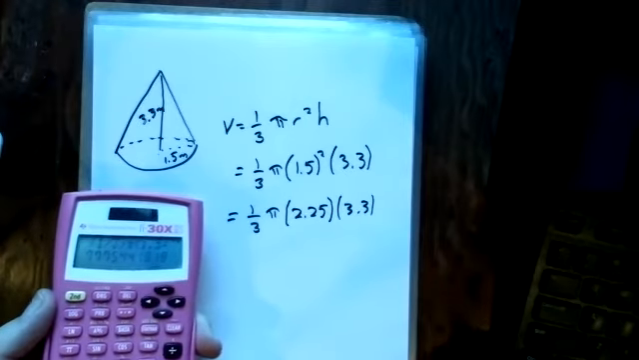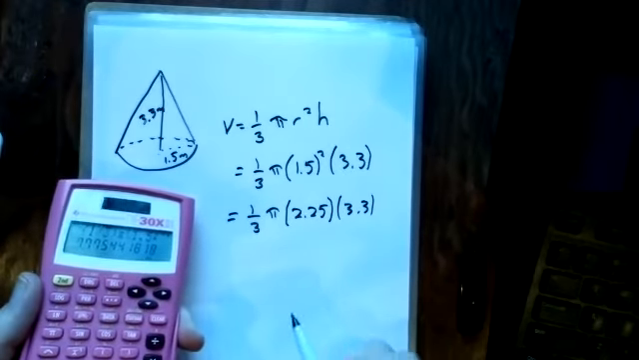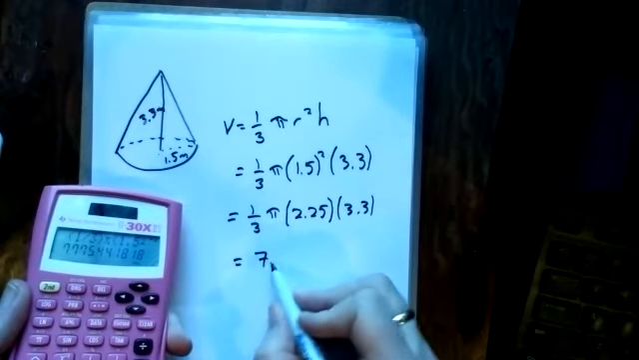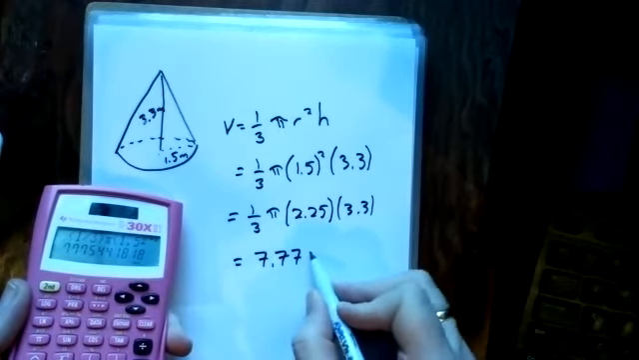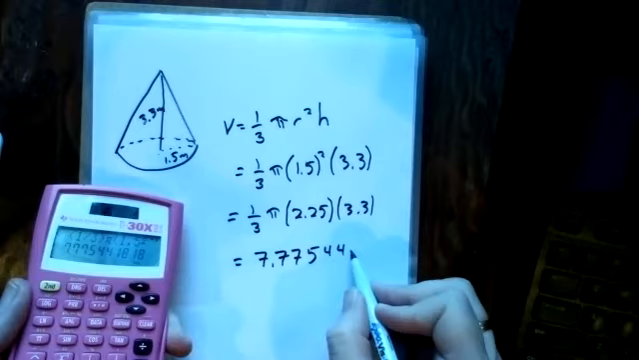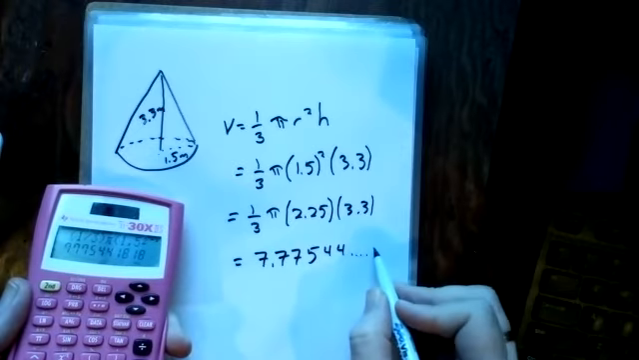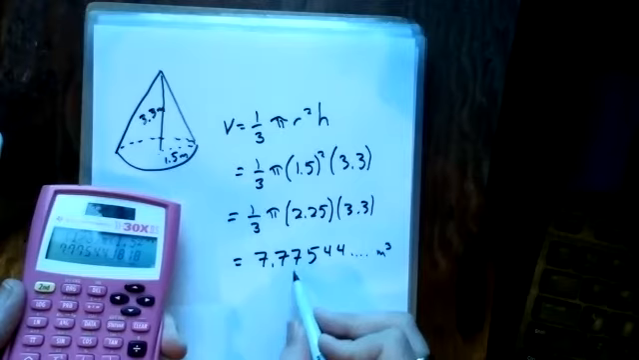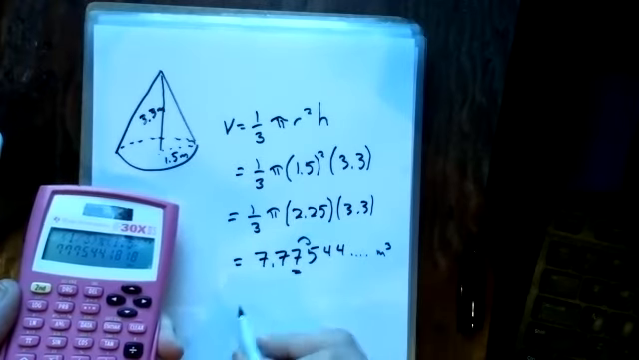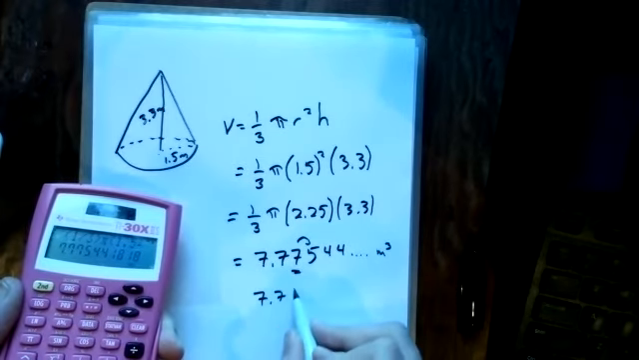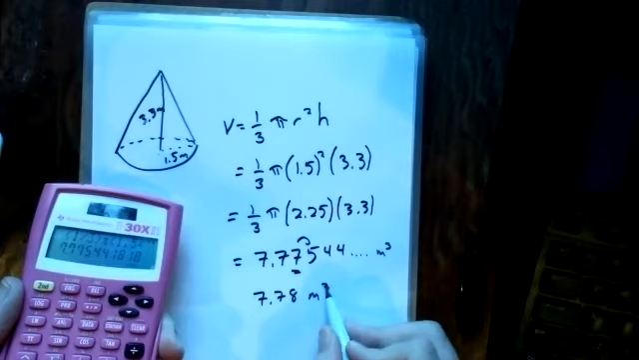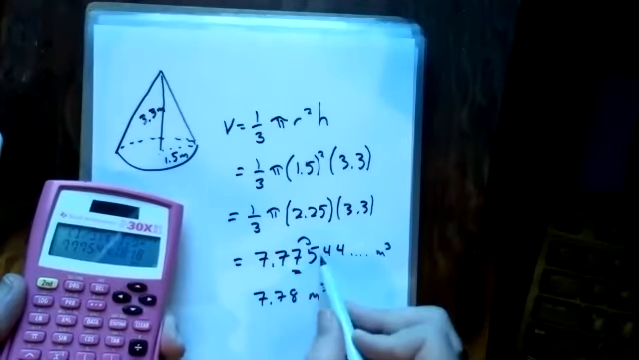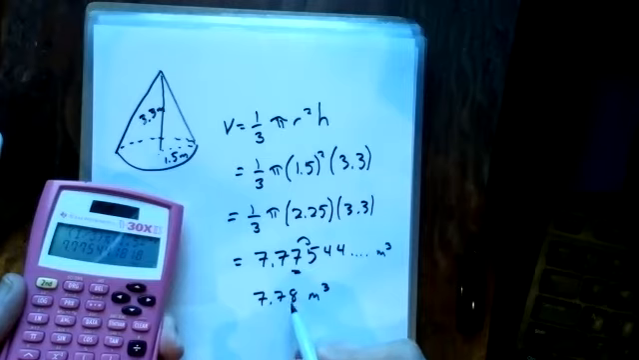Okay, that's a nice big long decimal. And that's about 7.77544 and a lot of change. And in this case, it's going to be cubic meters. So this is going to be approximately 7.78 cubic meters. I find my rounding place, I look one place over, 5 or more, I add 1 to the rounding place.